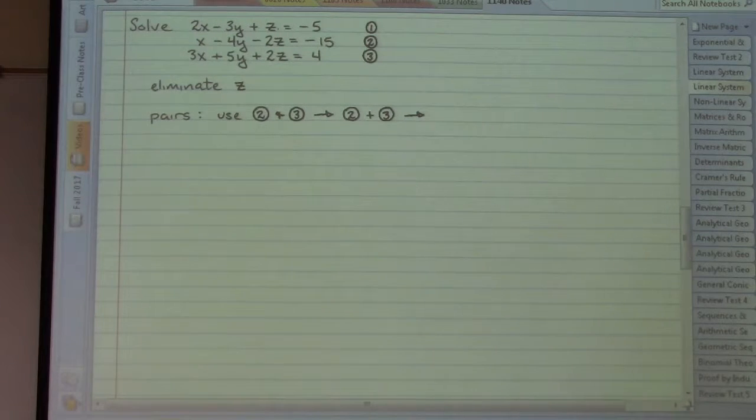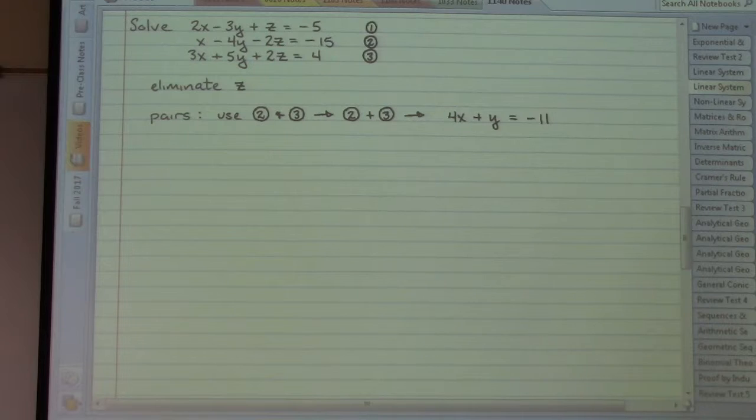And by doing that, x plus 3x would give us 4x. Negative 4y plus 5y would give us plus y. Negative 2z plus 2z cancels out. And then a negative 15 plus 4 gives us negative 11.